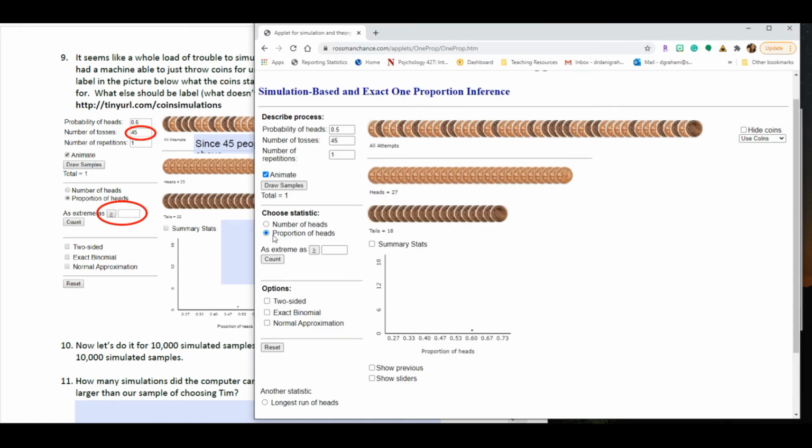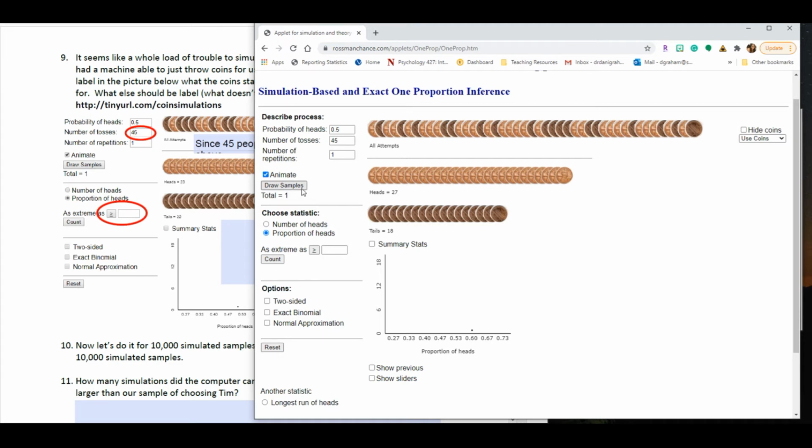So, okay, I did one flip. I want to know, we could see that it dropped it down. It calculated it automatically that the proportion was 0.6, and you see it's proportion of heads. So out of these 45 flips, 60% ended up on heads. That's the proportion, just like we saw in our very first question.